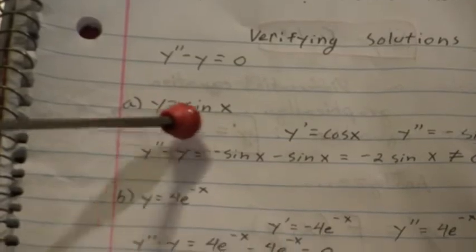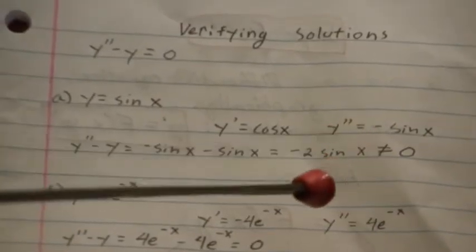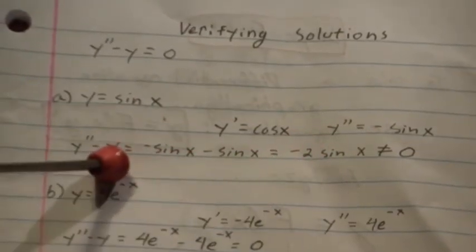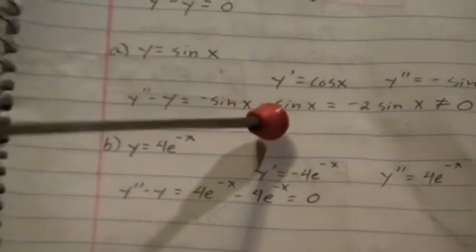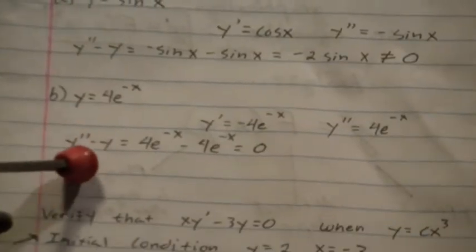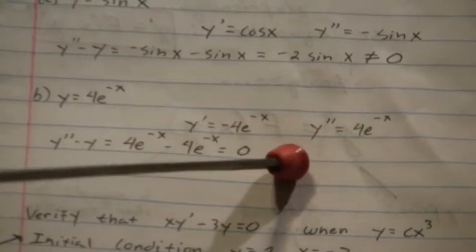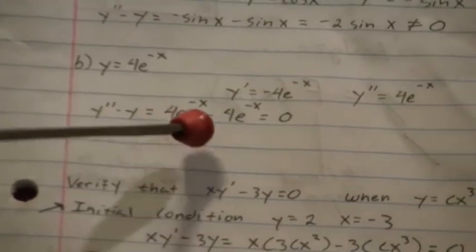So for A, y equals sine of x. Y prime is cosine of x, and y double prime is negative sine of x. So when we plug these into our equation, we get negative sine x minus sine x, which is not equal to 0. Come down here to B, y equals 4e to the negative x, y prime equals negative 4e to the negative x, y double prime equals 4e to the negative x. So, 4e to the negative x minus 4e to the negative x equals 0. So this is a solution of this equation.